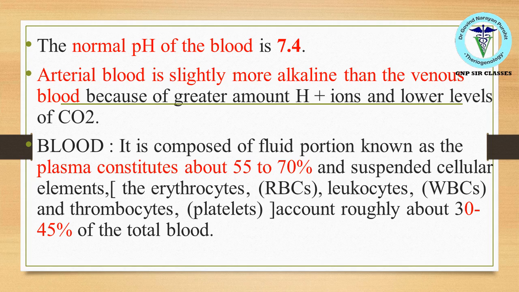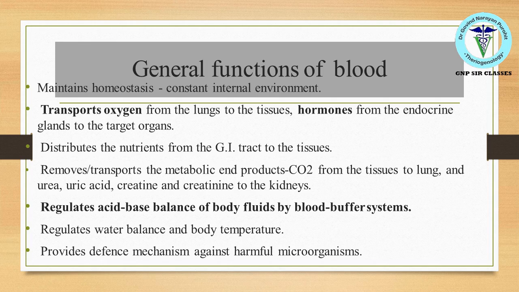The normal pH of blood is 7.4. Arterial blood is more alkaline than venous blood due to higher H+ ions and lower CO2 levels. Blood is composed of plasma and cellular elements like RBCs, WBCs, and platelets. Blood maintains homeostasis, transports oxygen and nutrients, removes waste, and regulates acid-base balance. It also plays a role in defense against microorganisms.